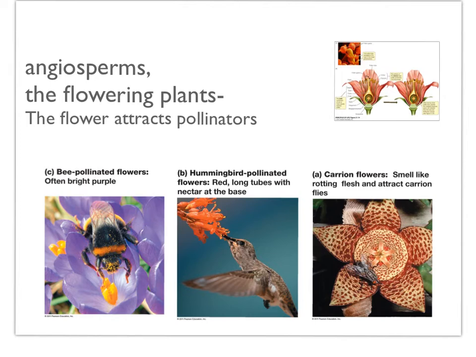These carrion flowers smell like rotting flesh and attract flies. The flowers are deceitful. They smell like rotting flesh, where the flies would normally lay their eggs, but they don't produce any nectar. And of course, if they lay their eggs there, nothing happens, okay? There's no nutrients for the larva to feed on.